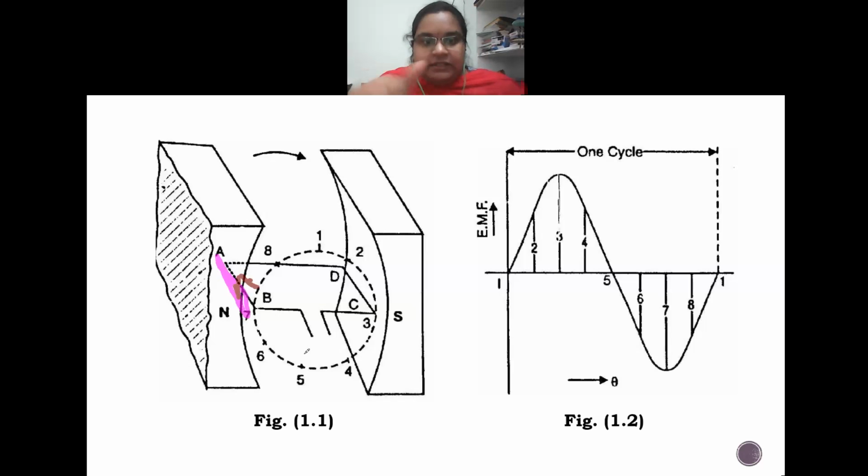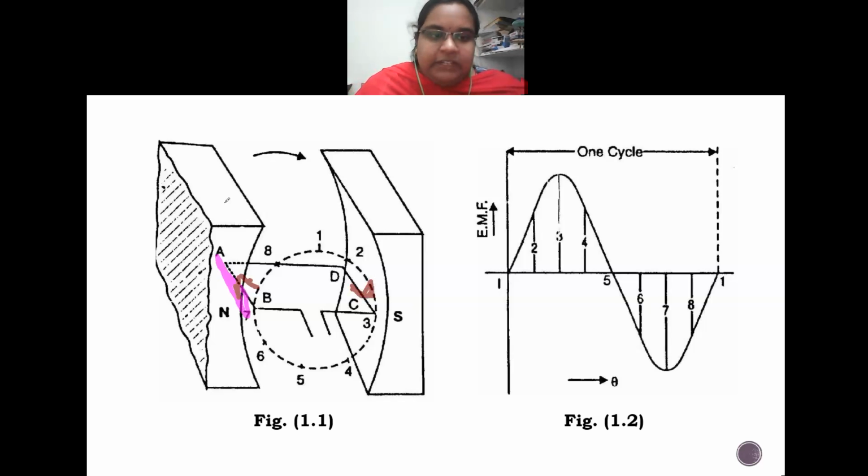Now, in a similar manner, understand the direction of the EMF in CD. For CD also, the EMF will be induced in this direction, but the motion of the conductor is in the opposite direction. I can't show you physically, but just try to understand it. The motion of the conductor is in the opposite direction, and the magnetic field is in the north-south direction, so the induced EMF will be towards me. This will be the direction of the induced EMF.